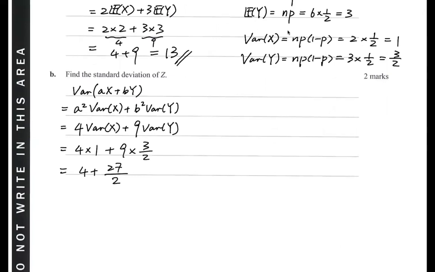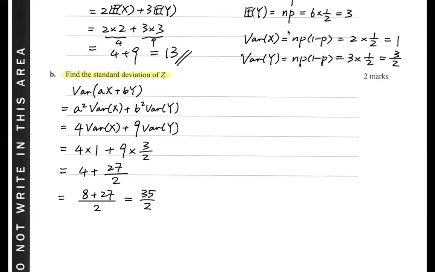We can't just leave the answer like that for the variance. We have to combine the integer and the fraction into one piece. In this case, I will write 2 at the bottom, 8 plus 27, which is 35 over 2. However, we need to take a closer look at the question requirement. We need the standard deviation instead of the variance.